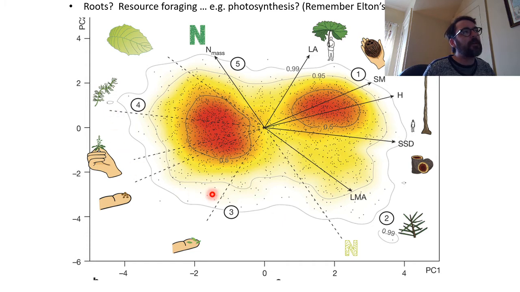Another thing that I want to highlight here is that there are no roots on here, right? So you might want to think about, are these 6 traits all that we need? Would we want to put anything about roots on here? There's also nothing about resource foraging or the gathering of resources. Remember Elton's niche? I mean, it's sort of here with the nitrogen, but maybe photosynthetic rates should go on here. Maybe stomatal traits that Mike's really interested in should go on here. So think a bit about what's missing from here as well, right?